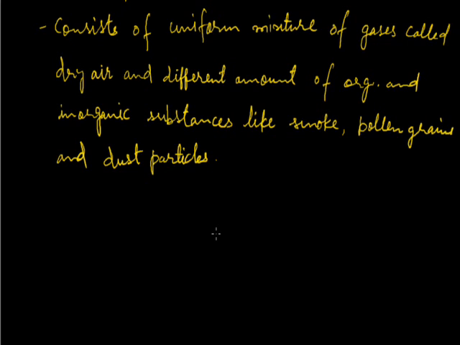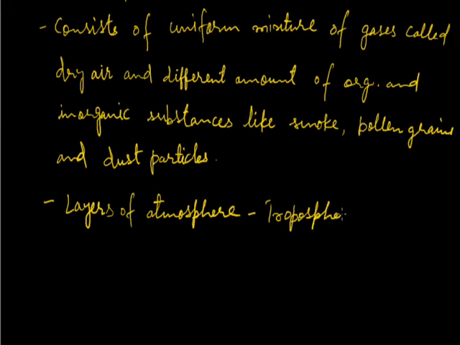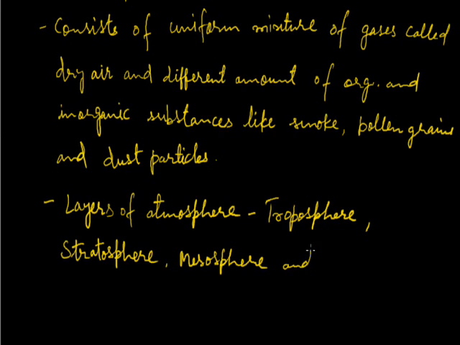Now, just for the sake of study, atmosphere is divided into various layers. Different layers of atmosphere are troposphere, stratosphere, mesosphere and thermosphere. Troposphere being the first layer of atmosphere, stratosphere is the second layer of atmosphere, third layer of atmosphere is mesosphere, and the fourth outermost layer is thermosphere.